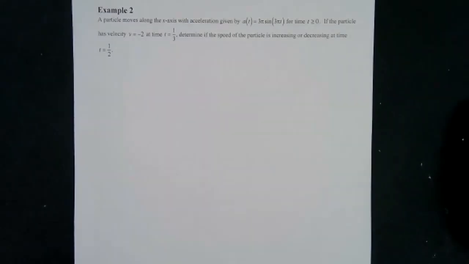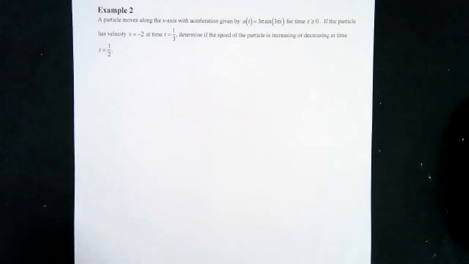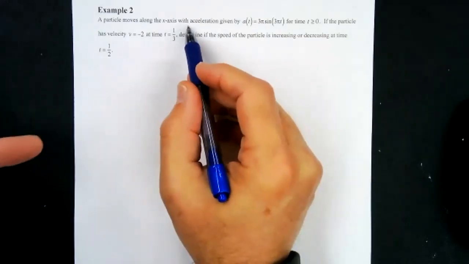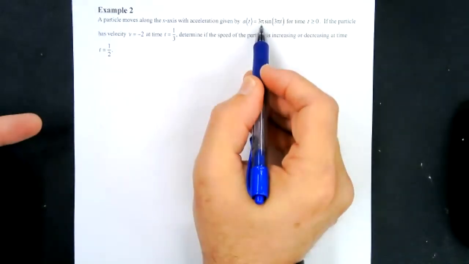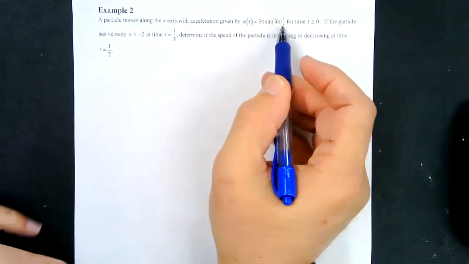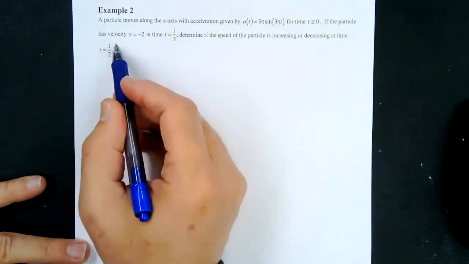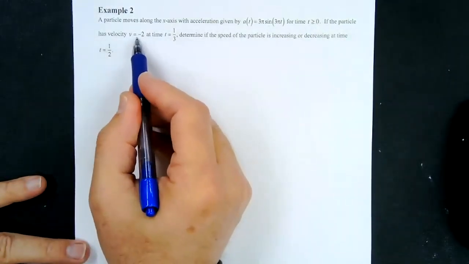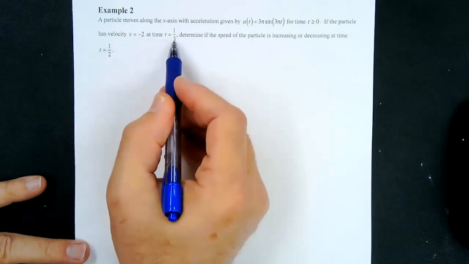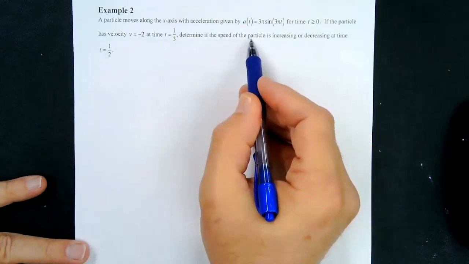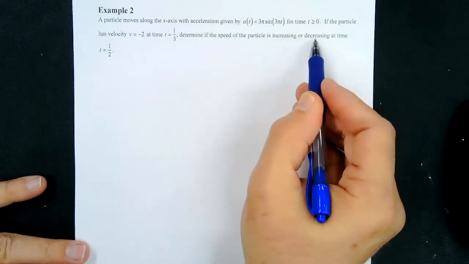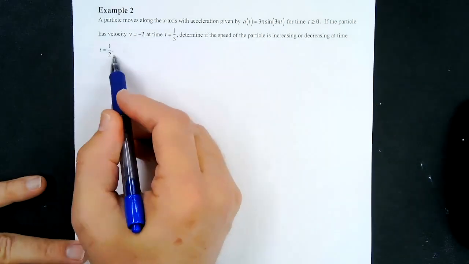Okay. So for our second example, we have a particle that's going to move along the x-axis again. But it has acceleration given by a of t is equal to 3 pi sine of 3 pi t for time t greater than or equal to 0. And if the particle has velocity v is equal to -2 at time t equals 1/3, determine if the speed of the particle is increasing or decreasing at time t equals 1/2.